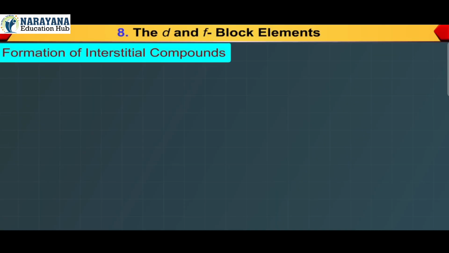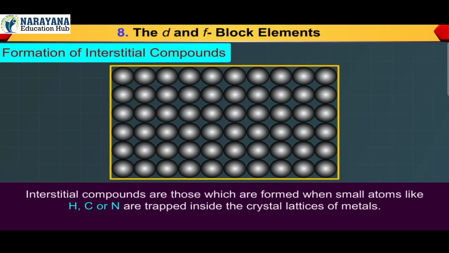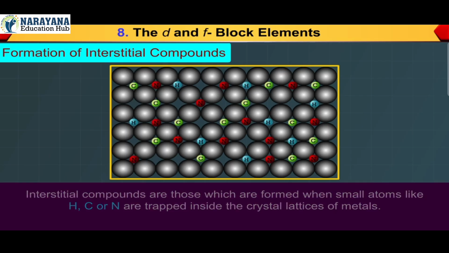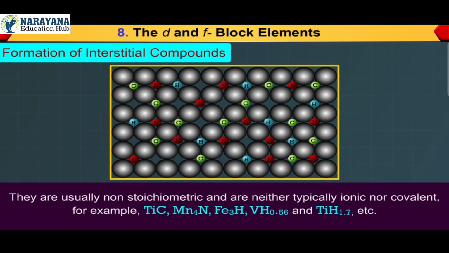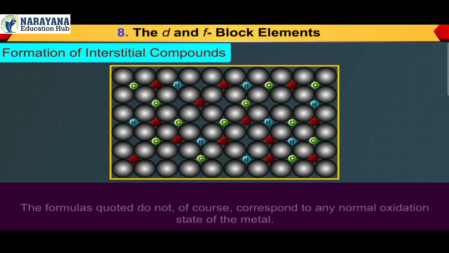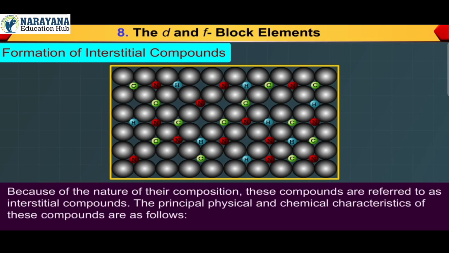Formation of interstitial compounds. Interstitial compounds are those which are formed when small atoms like hydrogen, carbon, or nitrogen are trapped inside the crystal lattice of metals. They are usually non-stoichiometric and are neither typically ionic nor covalent. For example, TiC, Mn4N, Fe3H, VH0.56 and TiH1.7, etc. The formulas quoted do not, of course, correspond to any normal oxidation state of the metal. Because of the nature of their composition, these compounds are referred to as interstitial compounds.